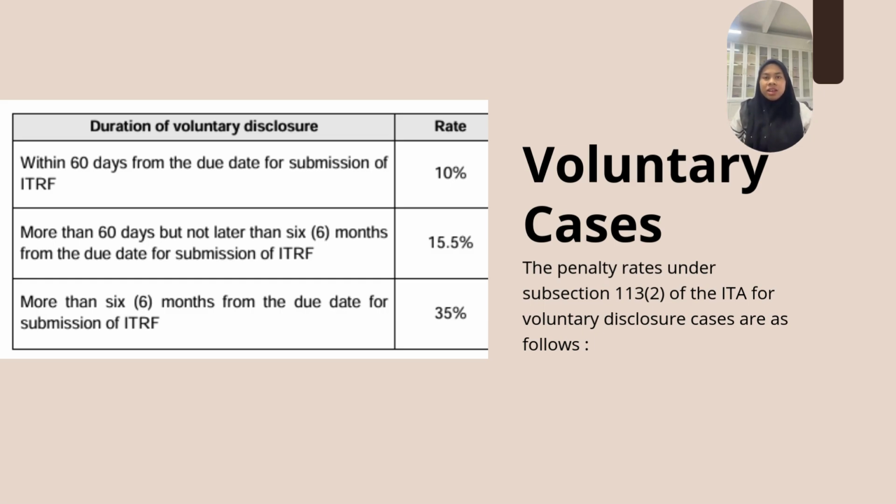But for voluntary cases, the penalty rates under section 113 subsection 2 of the investment tax allowance are as follows in the table. First, 10% rate for within 60 days from the due date for submission of the income tax return form. Second, 50.5% for more than 60 days but no later than 6 months from the due date. Third, 35% for more than 6 months from the due date of submission.